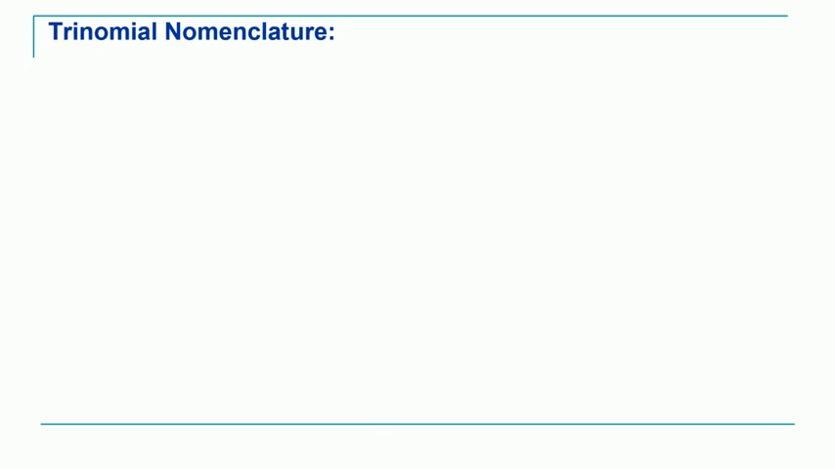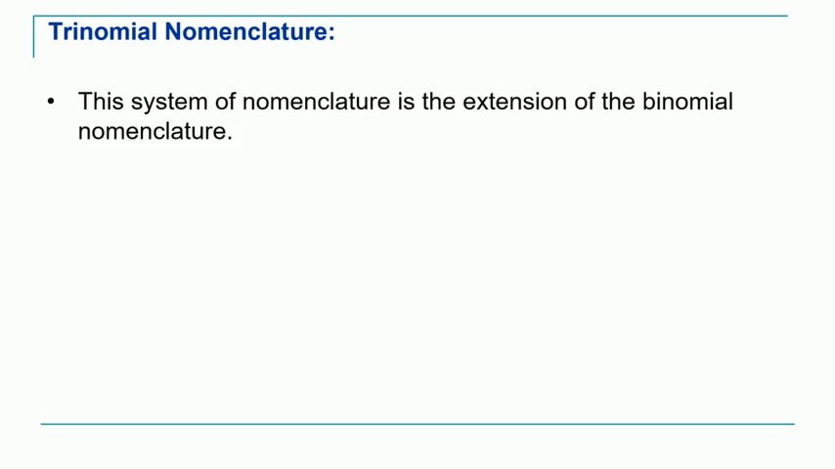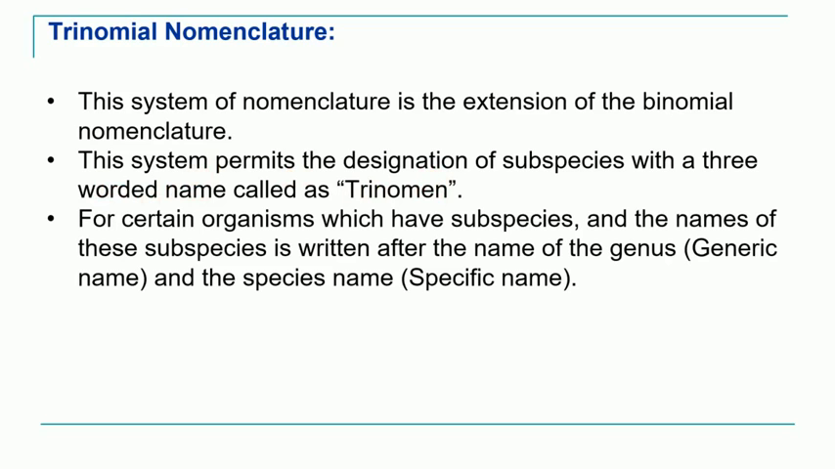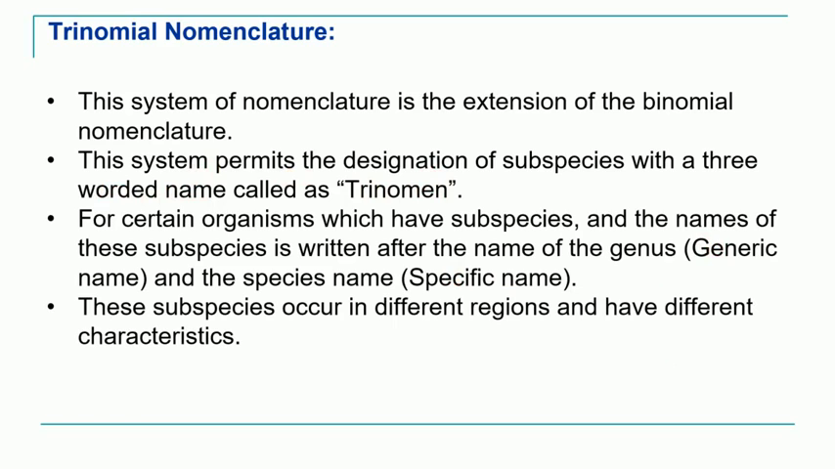Next, trinomial nomenclature. Here trinomial means a three-word system is used. When you add a subspecies to the binomial name, it is called trinomial nomenclature. So this is an extension of the binomial nomenclature. Here you have a trinomen, or three-worded name. When along with the generic and species name you give the name of the subspecies, it is called a trinomial system.